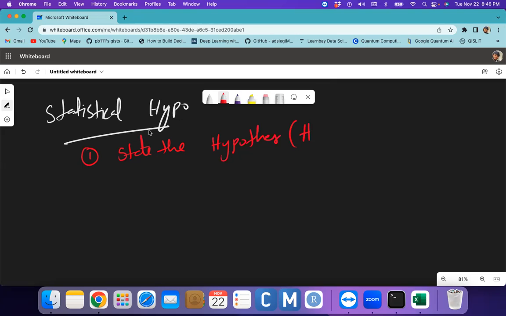Statistical hypothesis testing should have some kind of steps. We have to follow those particular steps when doing a statistical test. The first step is to state the hypothesis: what could be the null hypothesis and what could be the alternate hypothesis. We need to state that as the first step. After you state it, what could be the second step?